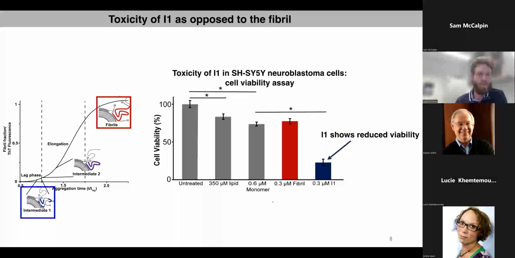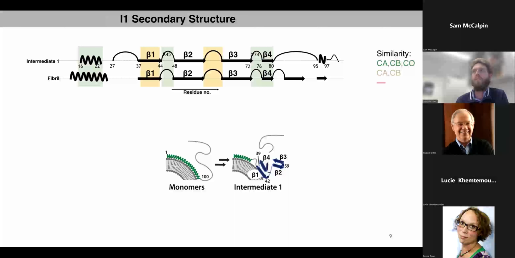So in the following few slides, I'll show a little bit more comparison of the intermediate 1 and fibril chemical shifts. Looking at similarity, the green colored regions show basically the same C alpha, C beta and CO chemical shifts. These include a part of the very end terminus, which is still helical, as well as one of these beta sheets and a turn. And then in yellow are regions which also adopt very similar structures to the fibril, which have C alpha and C beta shifts still in the same regions.